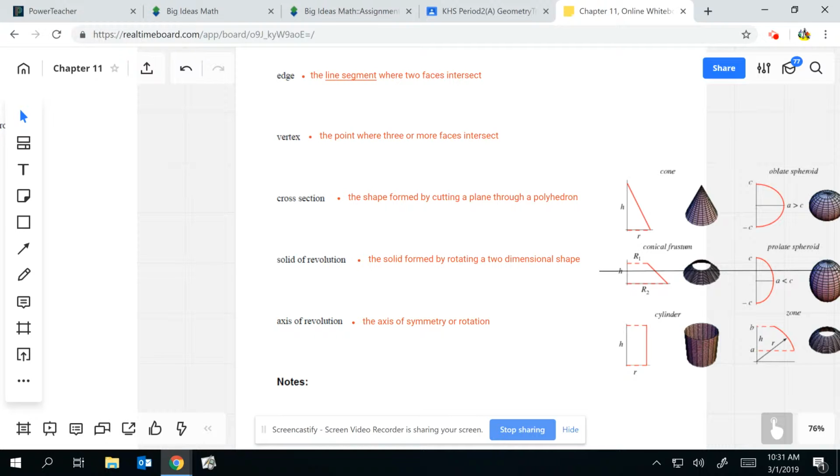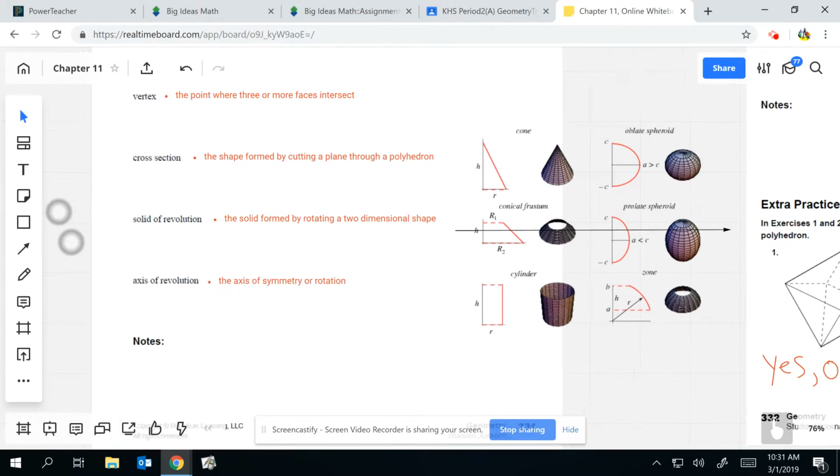Okay, so a cross section is basically the shape that you see when you cut a plane through a polyhedron. What shape is formed when you slice it through? There's a couple of them that you'll see on the extra practice that are pretty easy, I think.